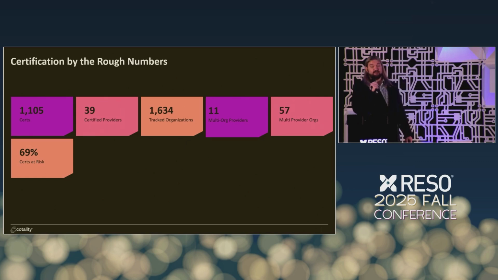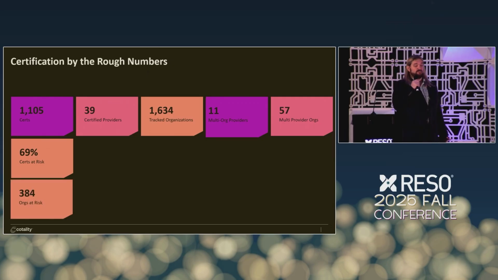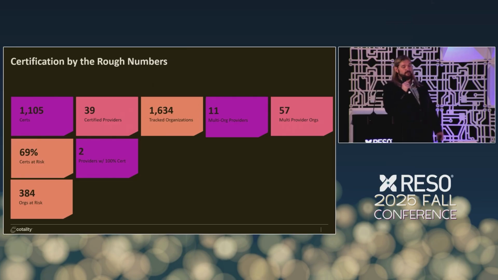But 69% of the current certifications are at risk of being dropped in the next 6 months, which comes out to around 384 organizations at risk of losing their certification. Of those 39 certified providers, there are only 2 that are 100% certified. I think this might have actually creeped up to 3 over the last week. But out of 39, only 2, or maybe 3, are all the way up there.